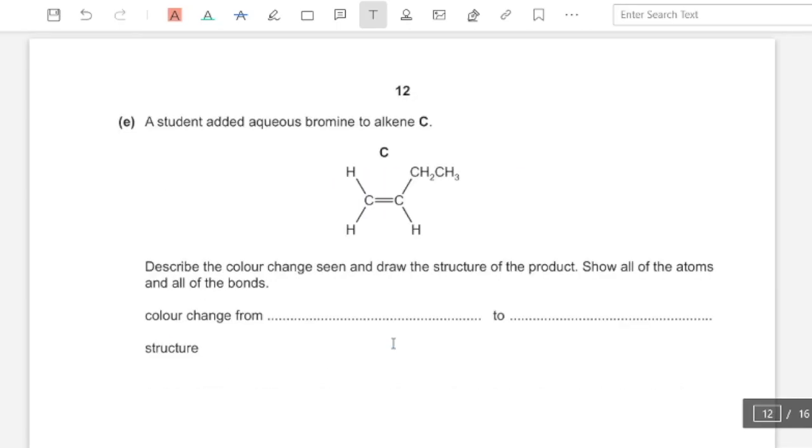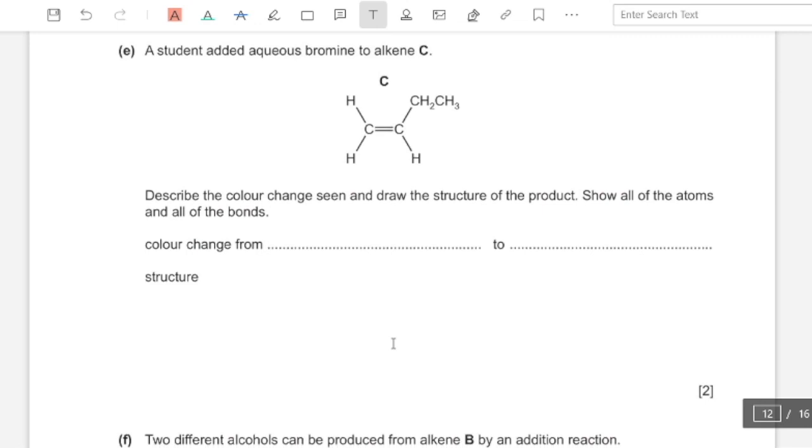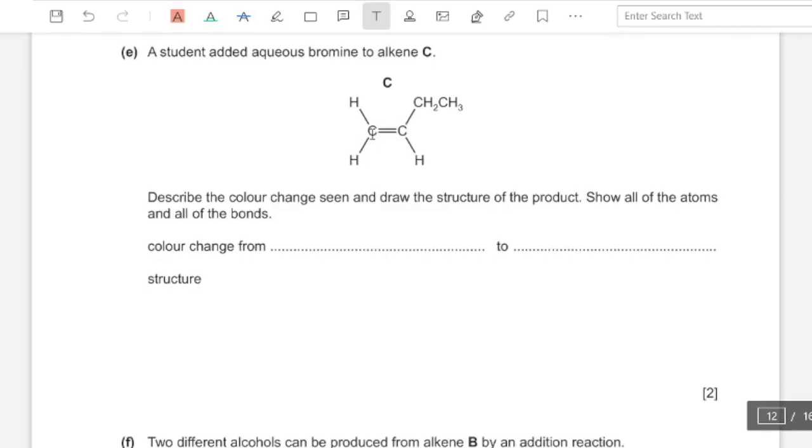E. A student added aqueous bromine to alkene C. Describe the color change seen and draw the structure of the product. Show all of the atoms and all of the bonds. Okay, so once bromine reacts, this bond opens up, and since this compound reacts with bromine, the bromine no longer remains. So the color is going to be changing from brown to colorless, since bromine has the color brown, and this compound which forms after the reaction is going to be colorless.